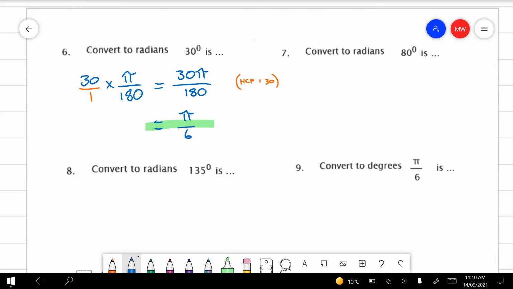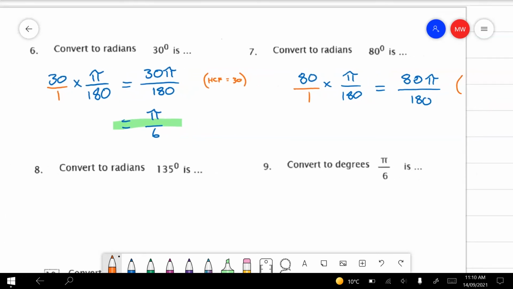Question 7. Again, I'm going from degrees to radians. So I've got 80 degrees. I'm going to multiply that by pi on 180. Make this a fraction so I don't get confused. Top times top gives me 80 pi. Bottom times bottom gives me 180. Highest common factor of these looks like it's 20. So I'll divide both by 20, or I'll put it in my calculator, and I'll find I've got 4 pi on 9 as my final answer.